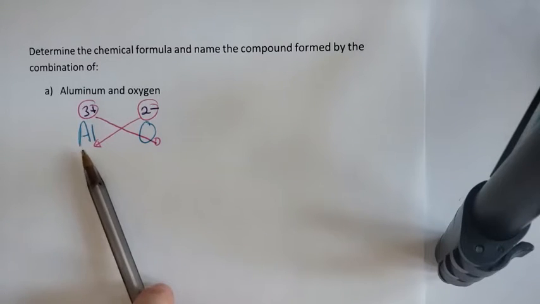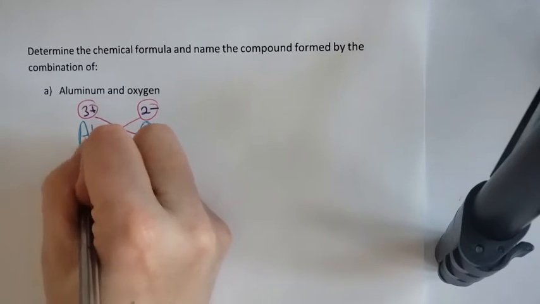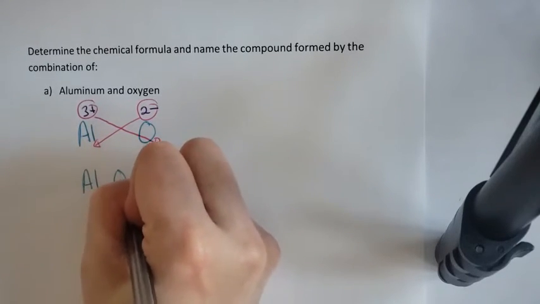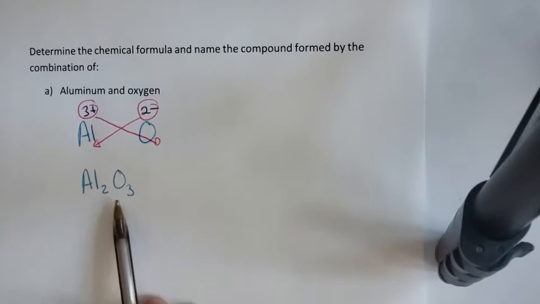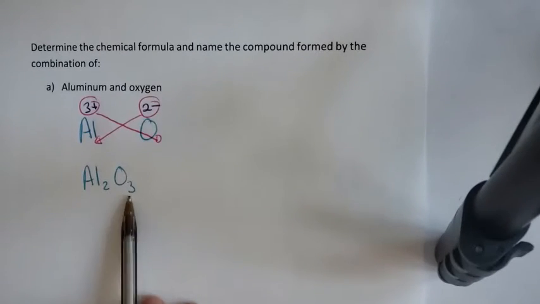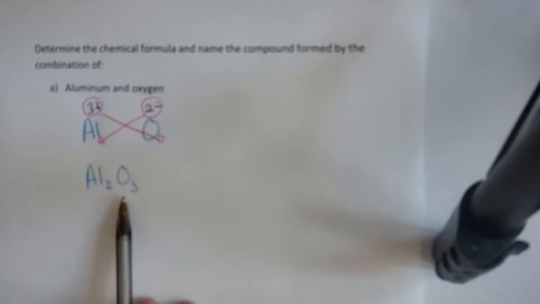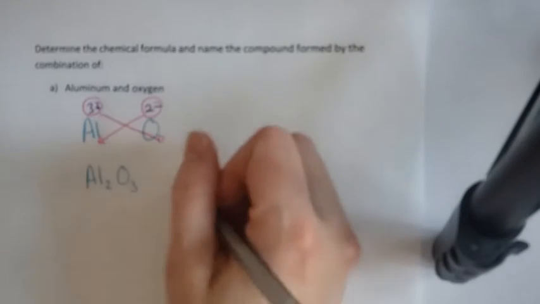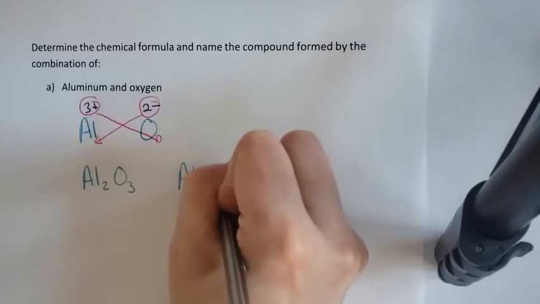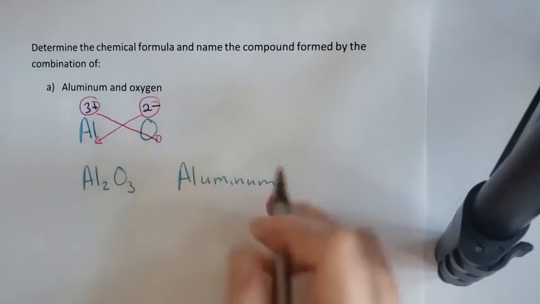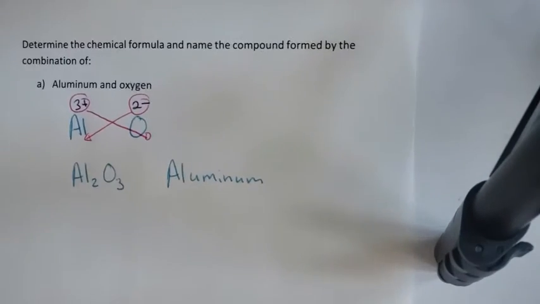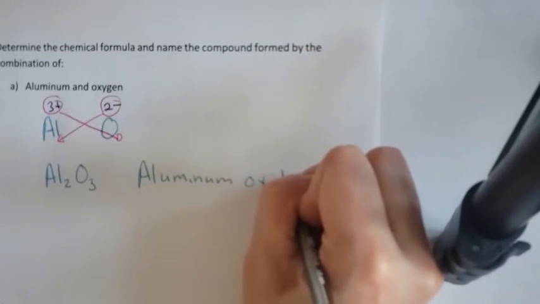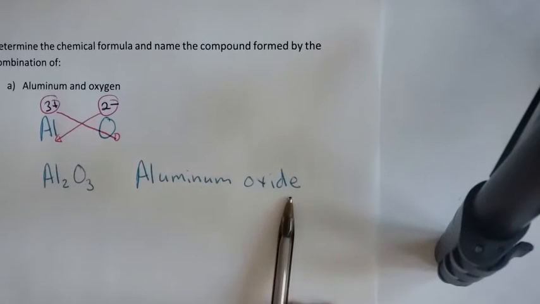So we need 2 aluminums, so it'll be Al2, and 3 oxygens, in order for everything to have a filled outer shell. If you don't have 2 aluminums and 3 oxygens, it's not going to work. You need to have enough. Now, to name this, we start with the metal. The metal's name stays exactly the same. So you just write down aluminum. And the oxygen, because it's a nonmetal, the ending changes to "ide", so it becomes oxide. So we have aluminum oxide.